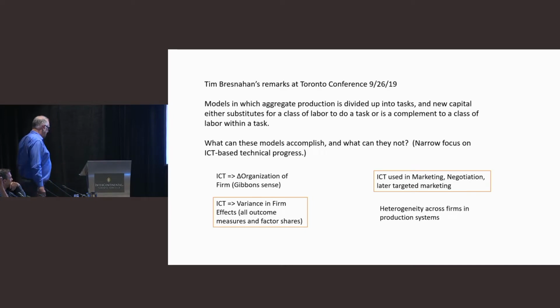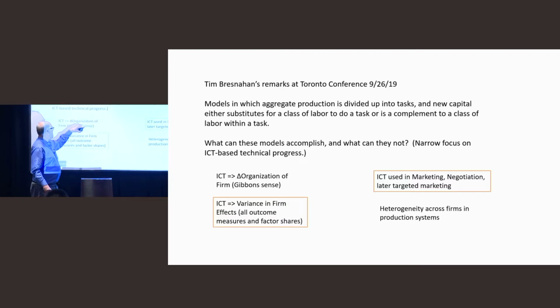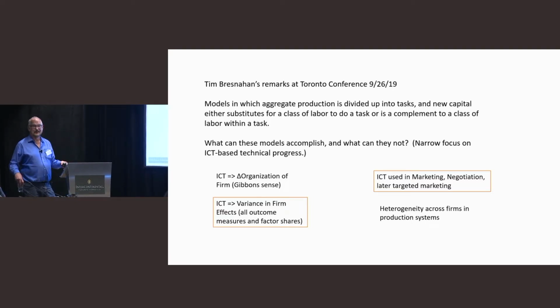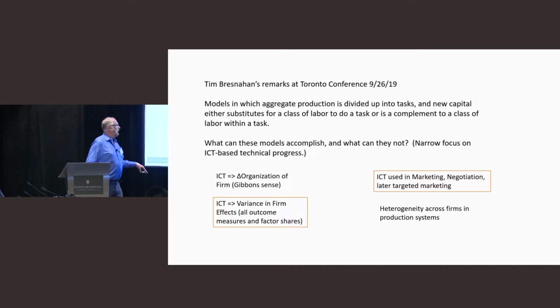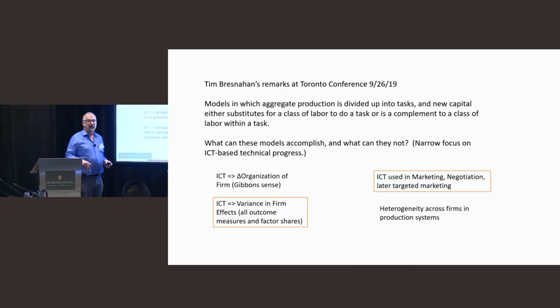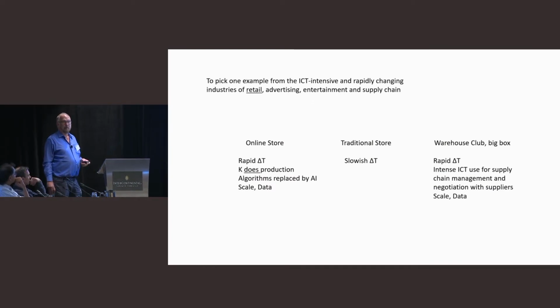There we go. I made these two a different color because if you look, I don't think we really know about the trendedness in organizational economics in response to ICT, or the trendedness in the heterogeneity of production systems, but we know a lot about these two. These are both trended up. Marketing as a goal of the ICT application is growing secularly more important. The variances in firm effects is growing secularly more important.